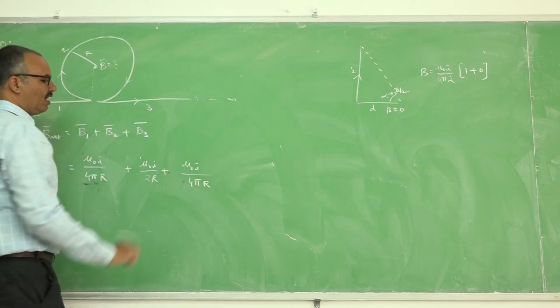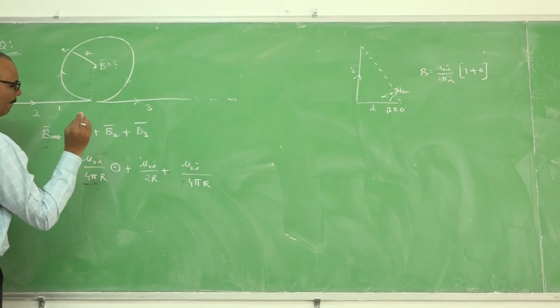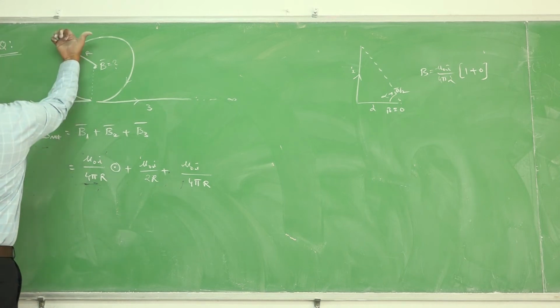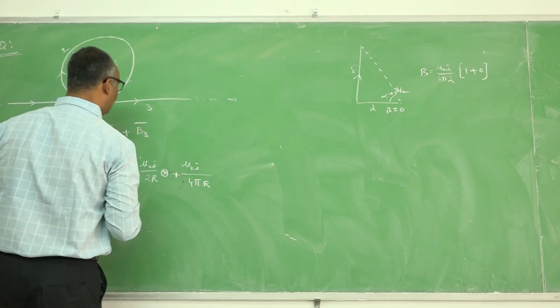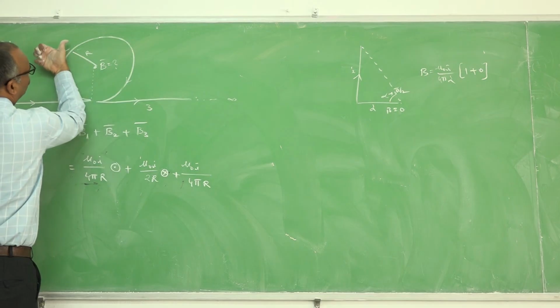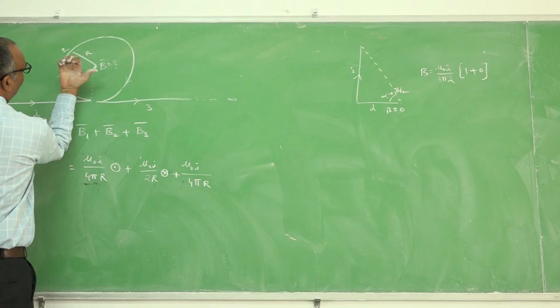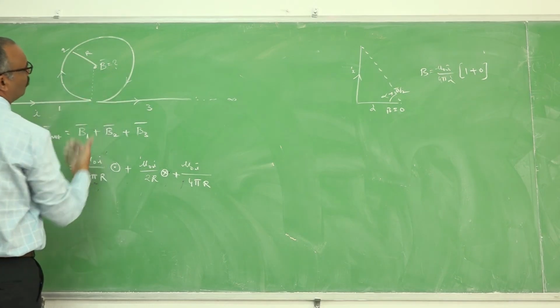These are the magnitudes. Now we should take the directions into consideration. If the current is going like this, because of the first element, at this point the magnetic field is facing outwards. So this is out of the paper. Now because of the second loop, the magnetic field is into the paper. Once again you see, because of this circular loop, current is going like this, magnetic field at this point is into the paper. Again, because of the third wire, magnetic field is out of the paper.